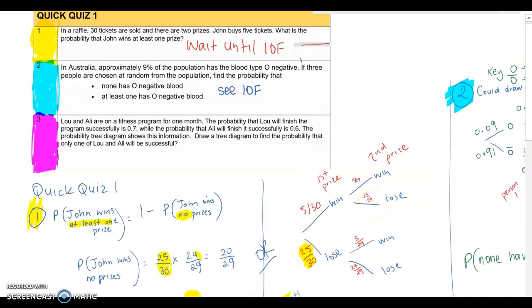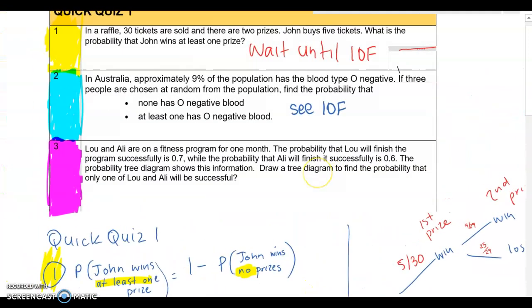I like number 2. We talked about this a lot in class. It's a real practical question because we're not often working out the probabilities of buying raffle tickets and winning so much. But in this case, this is something that would be useful because it's talking about blood types. In Australia, approximately 9% of the population has a blood type O negative. So it's not a very common one, is it?